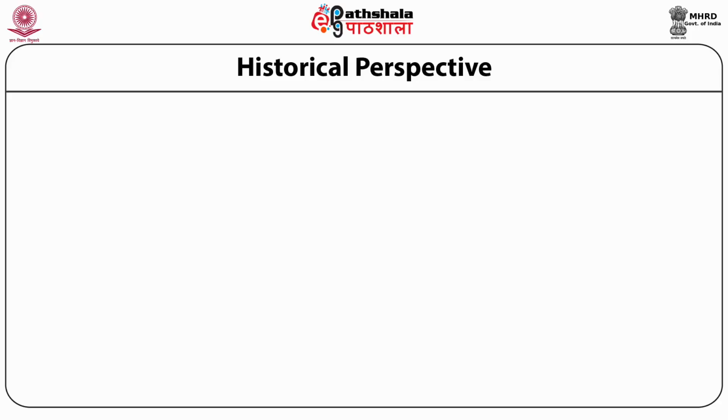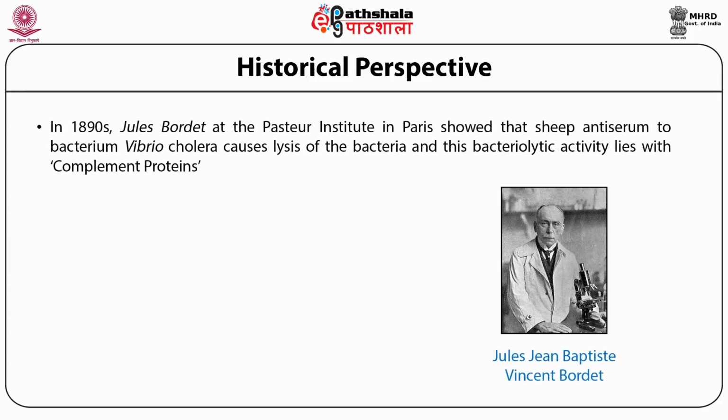To start with, let's have a look at the history of discovery of the complement system. Jules Bordet in 1890 in the Pasteur Institute of Paris showed that sheep antiserum to the bacterium Vibrio cholerae caused lysis, and heating the antiserum destroyed its bacteriolytic activity. But this ability to lyse the bacteria was restored to heated serum by adding fresh serum that contained no antibodies against the bacteria, and by itself was unable to kill it.